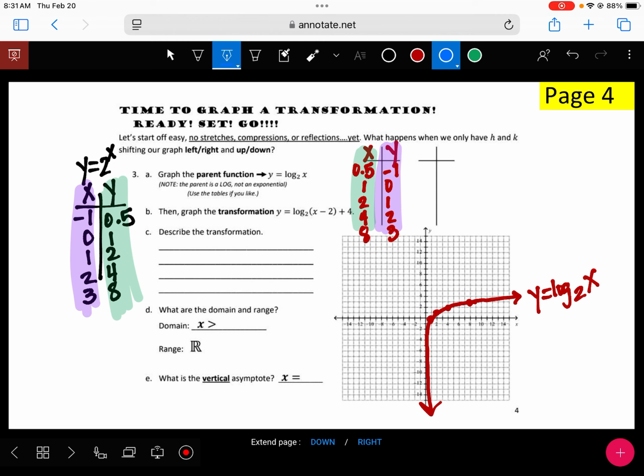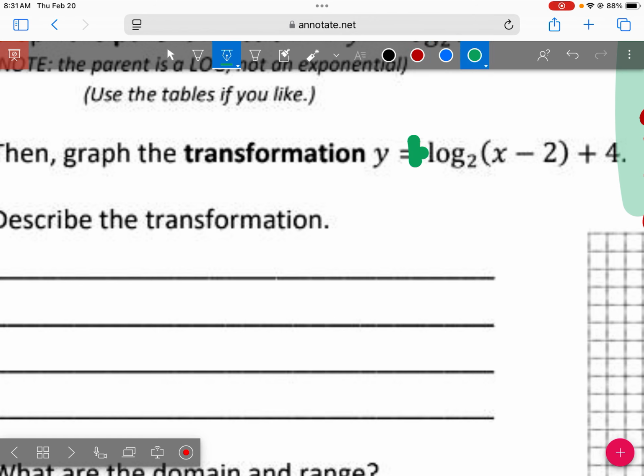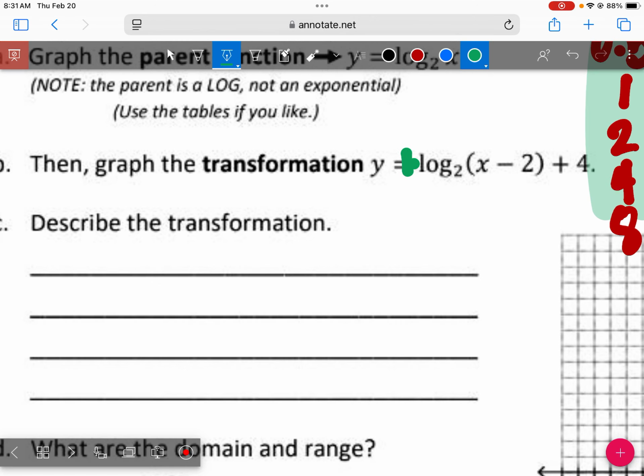All right, so now let's practice finding A, H, and K. Let me zoom in on the star. A is the number in front, which in this case is a 1. The number in front of log, if you don't see a number, that means it's 1. H is inside the parentheses, but you flip the sign. So what do you think H is going to be? 2.